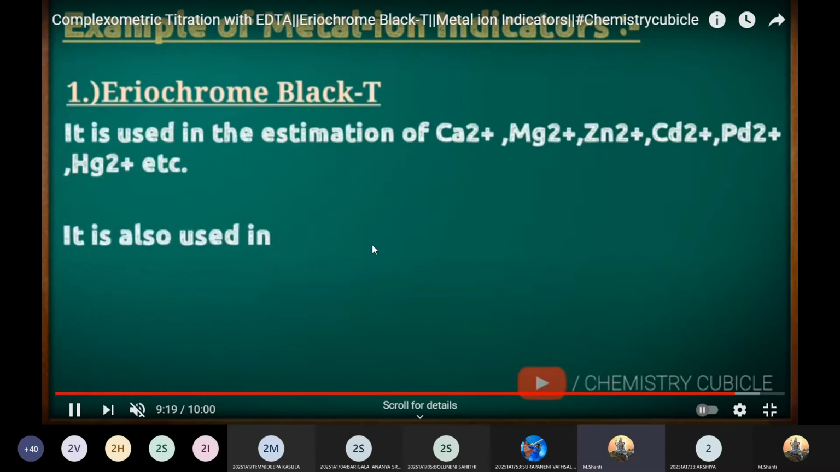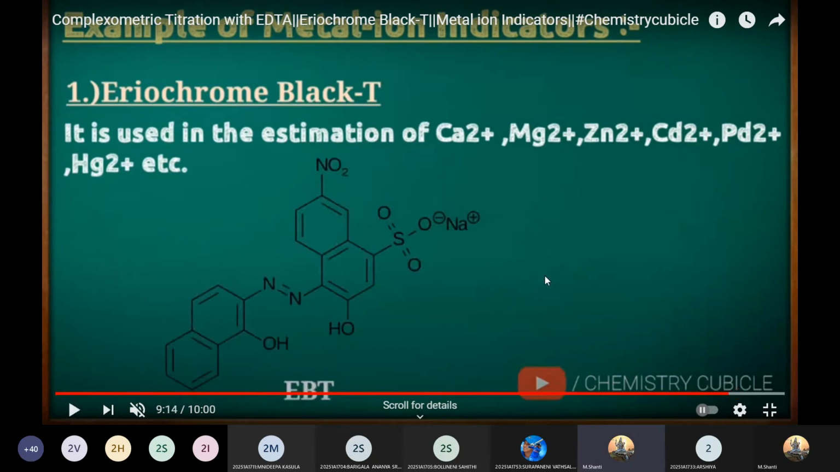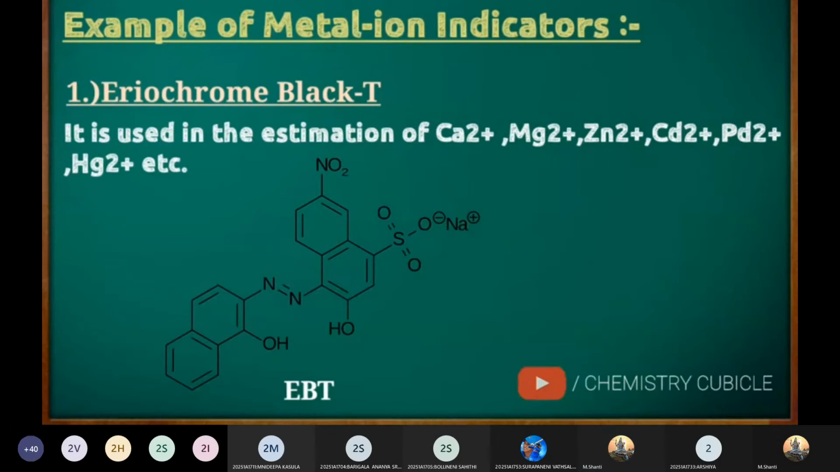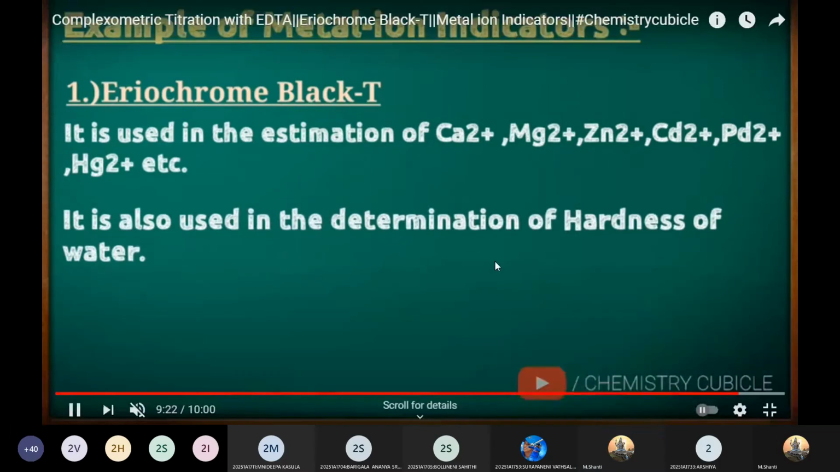This is the structure of metal EBT. This is the structure of your Eriochrome Black T. Eriochrome Black T. Okay, so this is the end of the video.